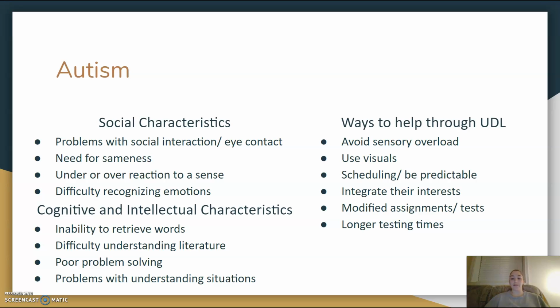Some ways to help would be to avoid sensory overloads. You need to use visual stimuli, and you need to provide a very strict schedule and be very predictable and give them a heads up if something about that schedule is going to change. You need to integrate their interests into the classroom. If they like music, then integrate music into the classroom, it'll light them up and make it more enjoyable for them. Maybe, and once again, modified tests and longer testing times.